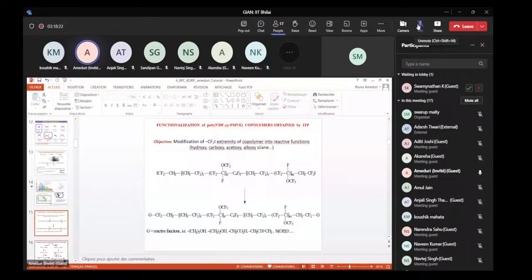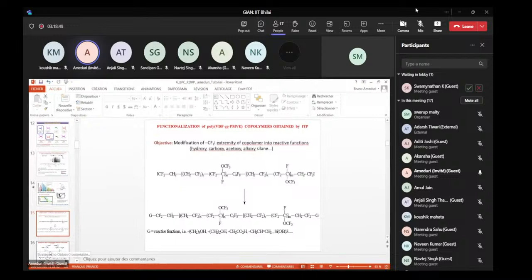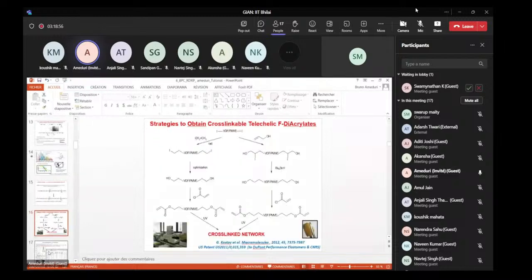Okay, so the idea to make a diiodo compound containing VDF and PMVE was to change this iodo into a functional group in order to promote some cross-linking. Because the idea of DuPont in this project was to have some cross-linkable copolymers which were used for aerospace, especially for these gaskets. And what was important is to make the cross-linking and to keep a low Tg. The low Tg, we reach about -40, -50 in these conditions.